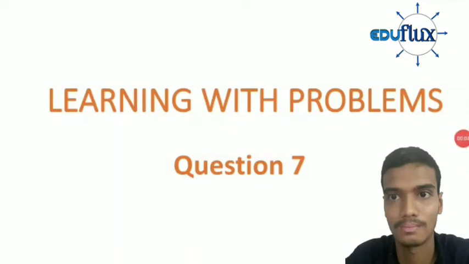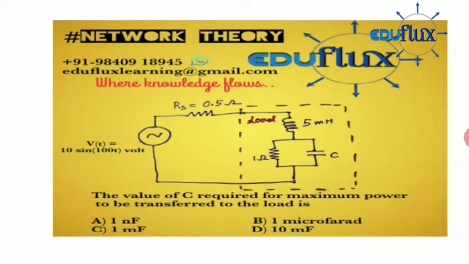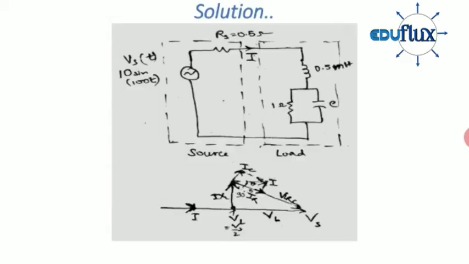This is the seventh question in the Learning with the Problem series and the associated video solution. So the seventh question is as follows. In this given circuit, the value of C needs to be found such that maximum power is transferred to the load. The solution goes like this.